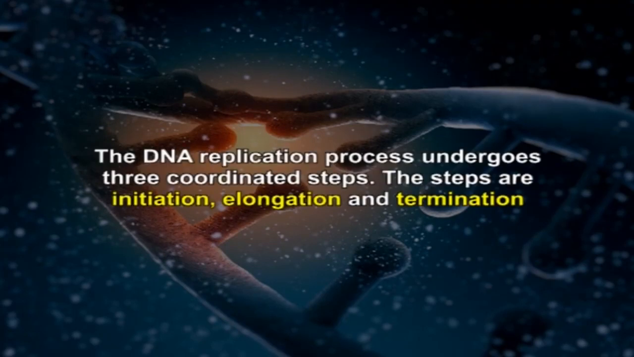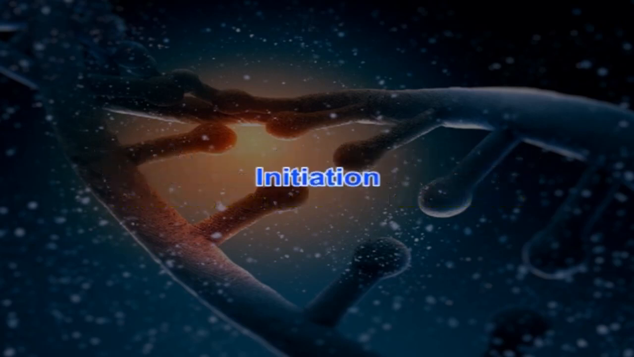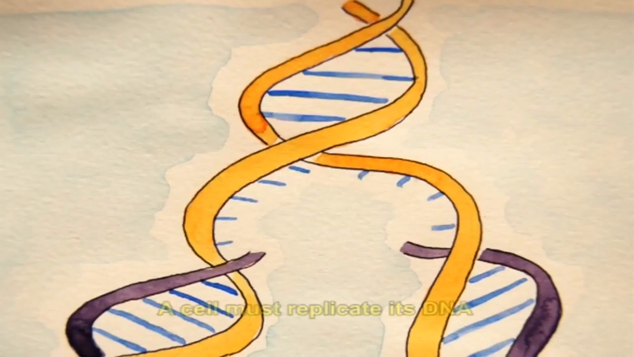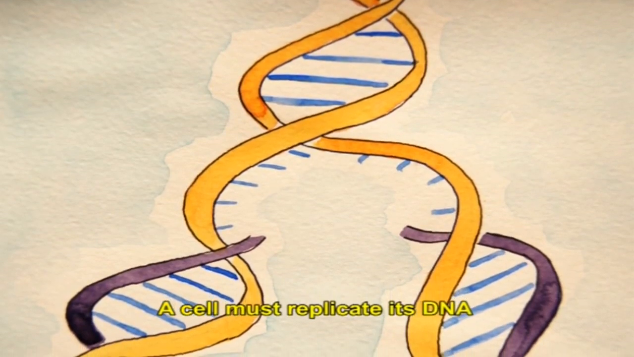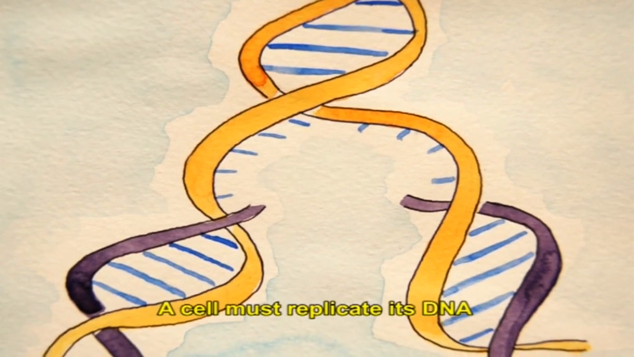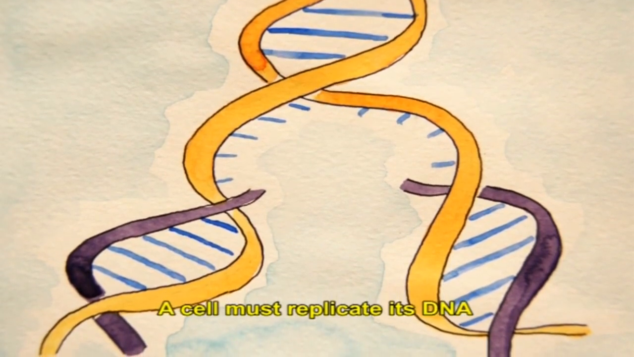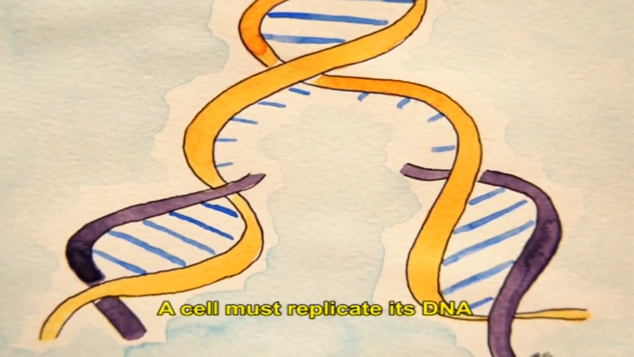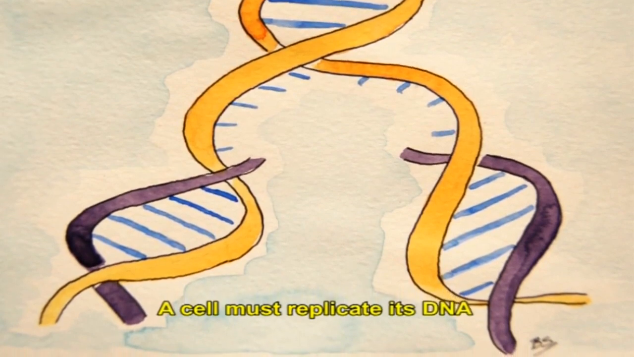The DNA replication process undergoes 3 coordinated steps: initiation, elongation and termination. A cell must replicate its DNA first in order to divide. In a DNA molecule, this process is started at specific points known as origins.